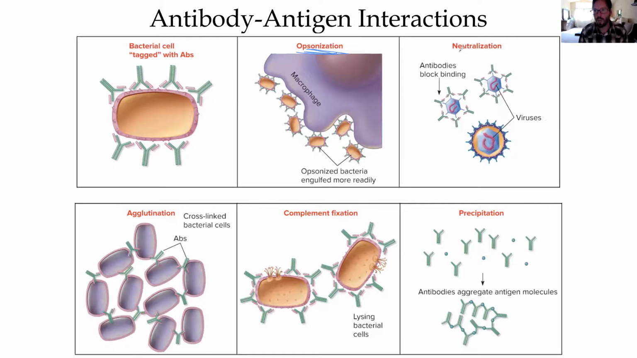You can also have a process called neutralization, particularly with viruses. If you have a bunch of antibodies that now bind to those spikes and those receptors that the virus uses to attach to the host cell, now it can't attach. It's neutralized, right? It bounces off because it's like it's inside a bubble, an antibody bubble. And so it can't reach out and hook on to the host cell receptor to mediate its entry into that cell.